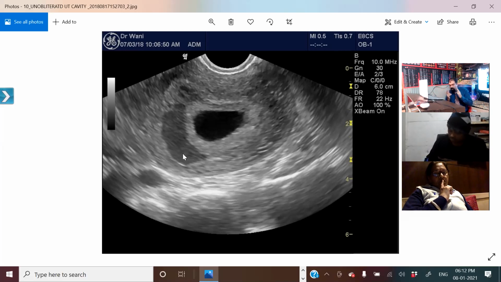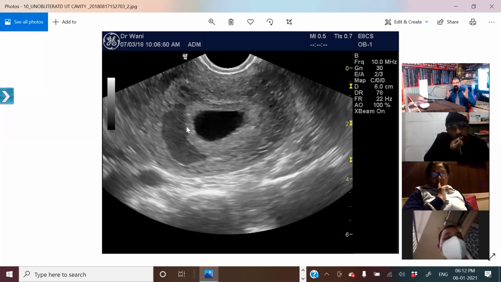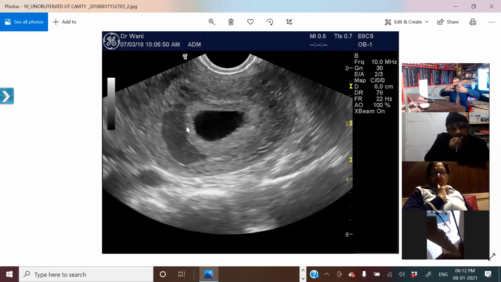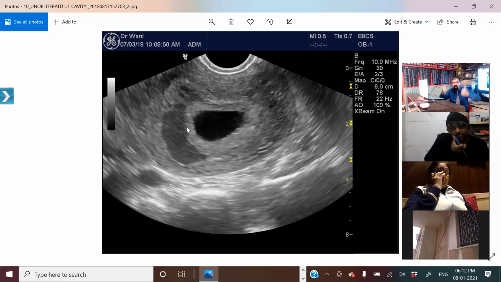And the third and most important point is that if I rescan that patient, and if it is an unobliterated uterine cavity, on rescan will it increase, decrease, or remain the same? Think. Those who are thinking that yes, this will decrease, they are right. Because as the gestational sac increases, it will take more of the space. So the unobliterated uterine cavity will decrease. And if it remains the same or increases, then it cannot be an unobliterated uterine cavity. It has to be a detachment only.